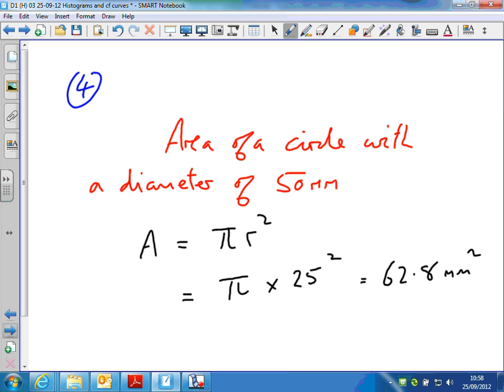Good. And you presumably rounded that, have you? So 3 significant figures. Okay? So know that formula, please. The area of a circle is pi r squared. And don't forget, if you're given the diameter, that the radius is half that. 1963. Yeah, right. Actually, that looks reasonable. If you think the 25 squared, it's going to be quite a big number, isn't it? So 1963.